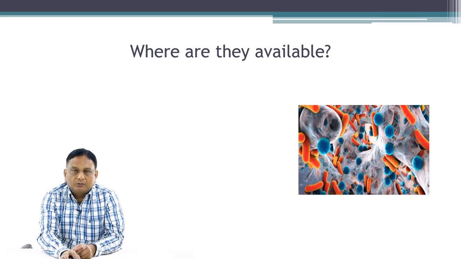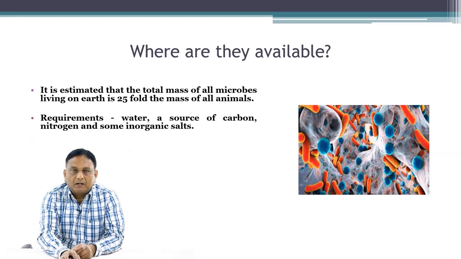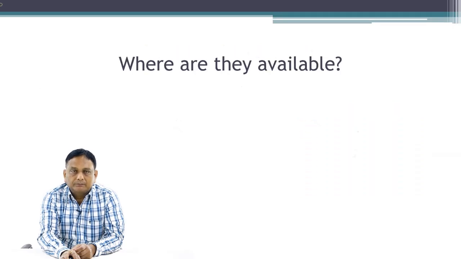Now we can see those microbes in other areas also, and it is estimated that the total mass of all microbes living on earth is 25-fold the mass of all animals. So you can imagine the availability of microbes on earth. The requirements for their growth are water, a source of carbon, nitrogen and some inorganic salts. So those are the requirements of their culture.